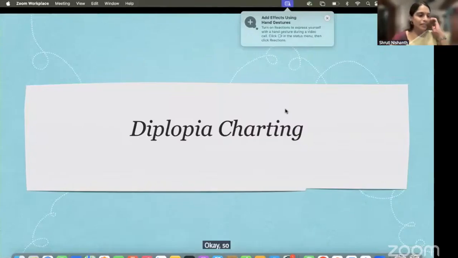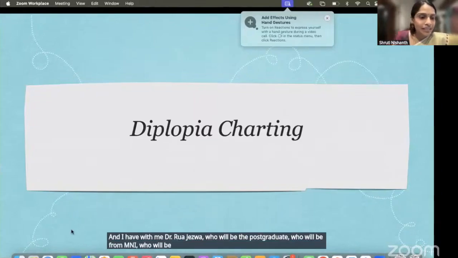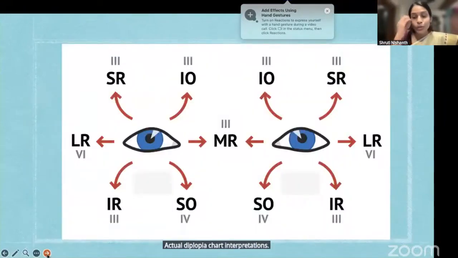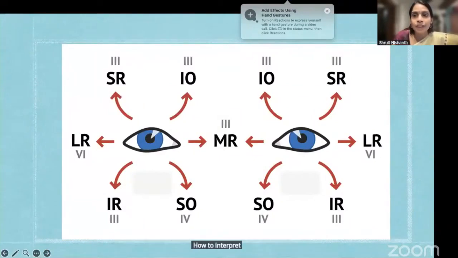Okay, so today we'll be having some quick discussion on diplopia charting. I have with me Dr. Ruwa Jeswa, a postgraduate from MNI, who will be presenting the actual diplopia chart interpretations. Before we go on to the diplopia chart, a quick revision of how the extraocular muscles work will give us a clue as to how to interpret these diplopia charts faster.